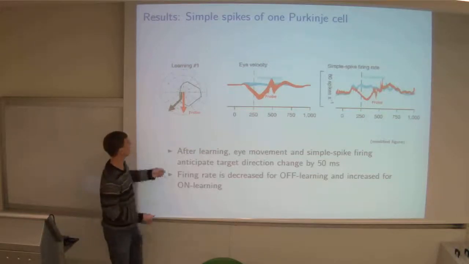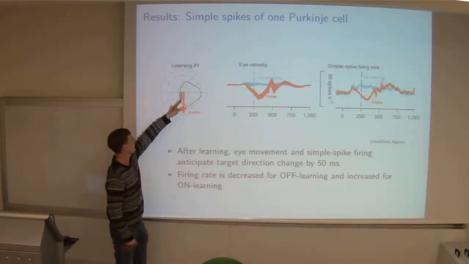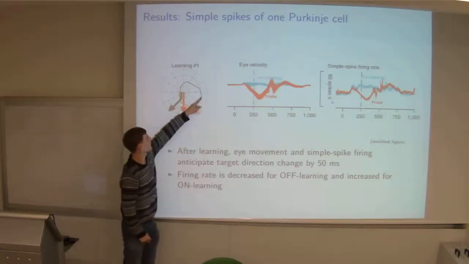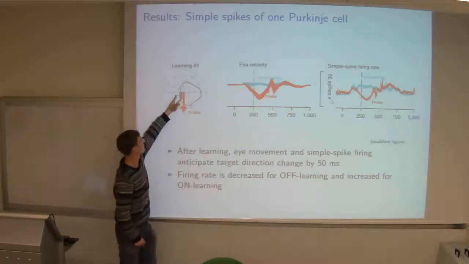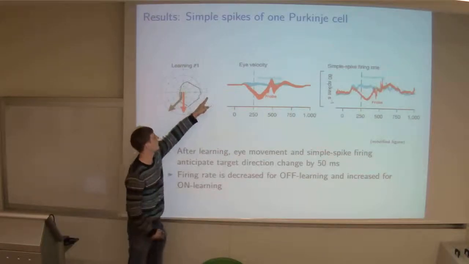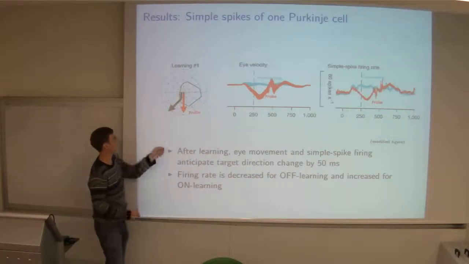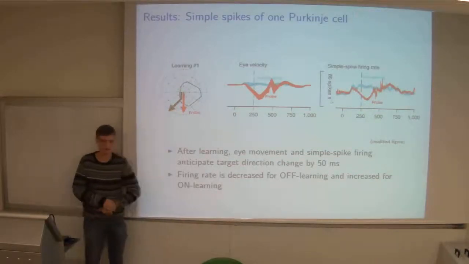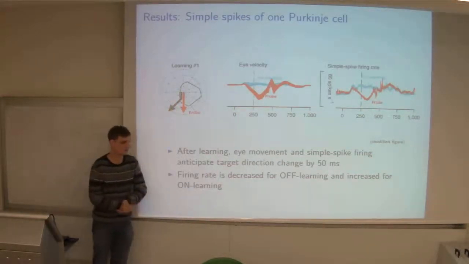It means that the monkey learns to move the eyes out of the preferred direction of the Purkinje cells. This line here is the preferred direction. So if it moves the eyes in this direction, the firing rate is maximal, but it learns to move the eyes out of the preferred direction of the Purkinje cells. This is what they looked at.